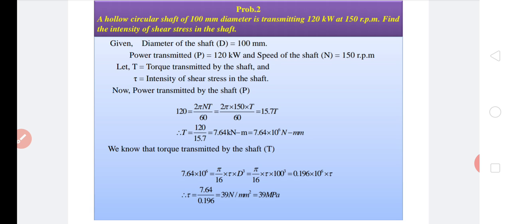We know that torque transmitted by the shaft T, we already found 7.64 into 10 to the power 6 Newton millimeter, equals the simple formula of torque, that means pi upon 16 into tau into d cube. So from here we get d equals 100 millimeter, already specified. So tau equals 39 Newton per millimeter square, that means 39 MPa.